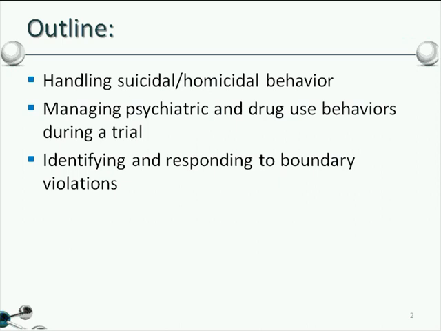So today what we're going to talk about first is how to handle a participant who comes in expressing either suicidal or homicidal behavior. We'll talk a little bit about managing psychiatric and other drug use and the behaviors associated with that during a clinical trial. And then we'll end our session today by talking about identifying and reporting or responding to boundary violations in a way that sets the limits appropriately but increases the likelihood that the person will not feel rejected in such a way that they'll pull out of the trial and can continue their participation in the research trial.